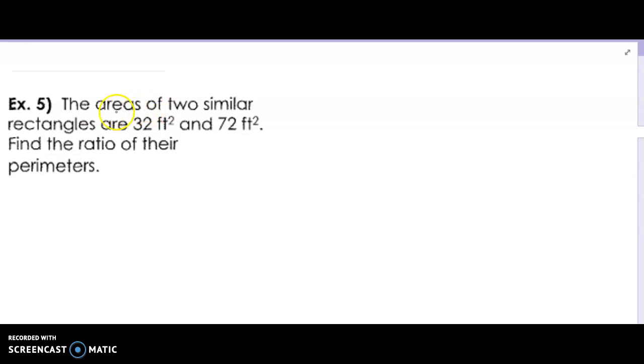All right, so let's look at example 5. It says the areas of two similar rectangles are 32 and 72. So we can say that the ratio of the areas equals 32 over 72. Now remember, in order to get the ratio of the areas, the ratio of the sides has been squared. We want to find the ratio of the perimeters, which is just going to be the ratio of the sides.